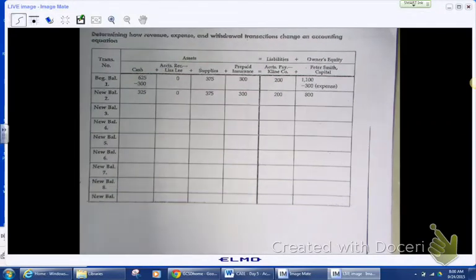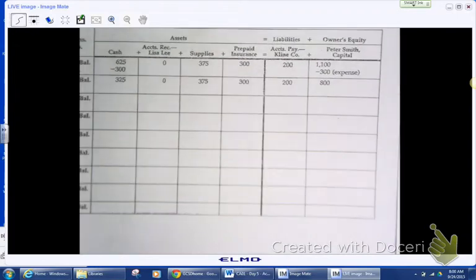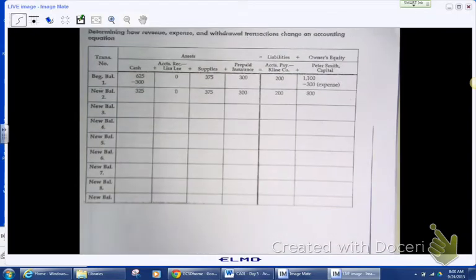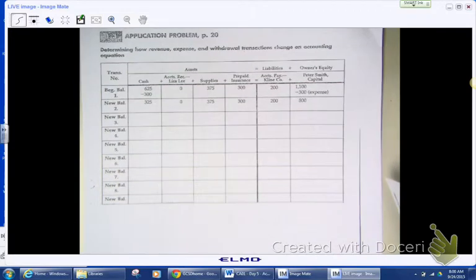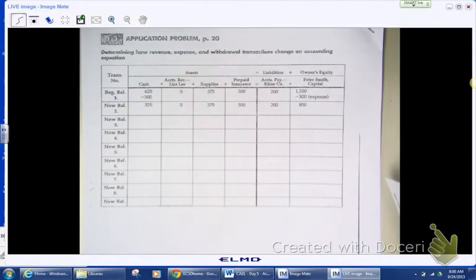Okay, so we're going to work on the application problem 1-3 on page 20. What we're going to do is similar to the application problem 1-2. We're going to record increases and decreases in the accounts that are affected and then record the balances of each account and get an ongoing, running total of the balances for the whole problem.